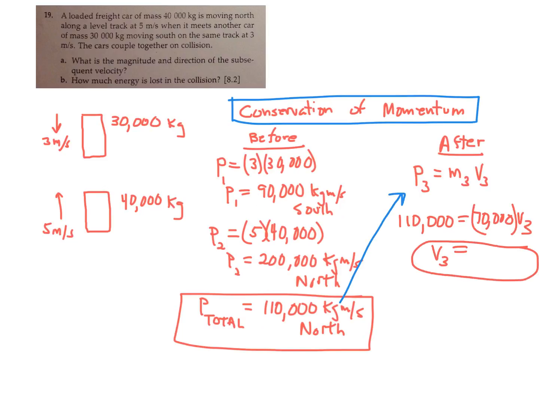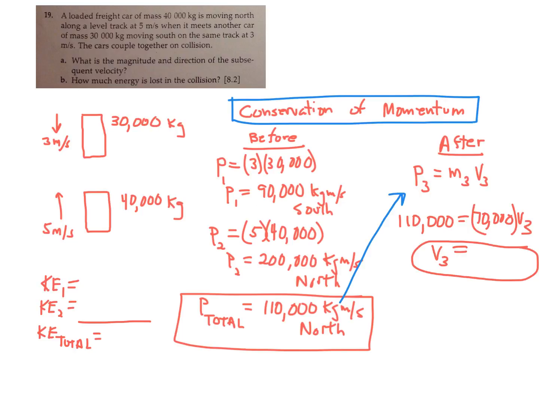Now, in part B of the problem, it says how much energy is lost or transferred to heat. What you would do is you would figure out the kinetic energy of each car before the collision. So you could figure out KE1 for the 30,000 kilogram car, KE2 for the 40,000 kilogram car, add those together and get KE total before. It's going to be the sum of those two kinetic energies.